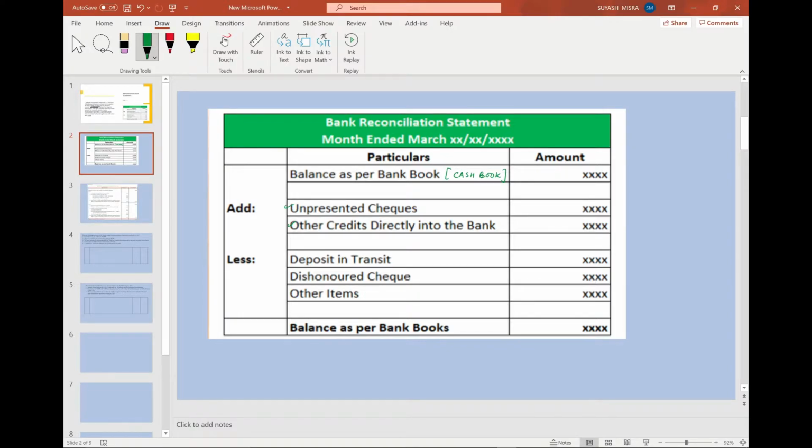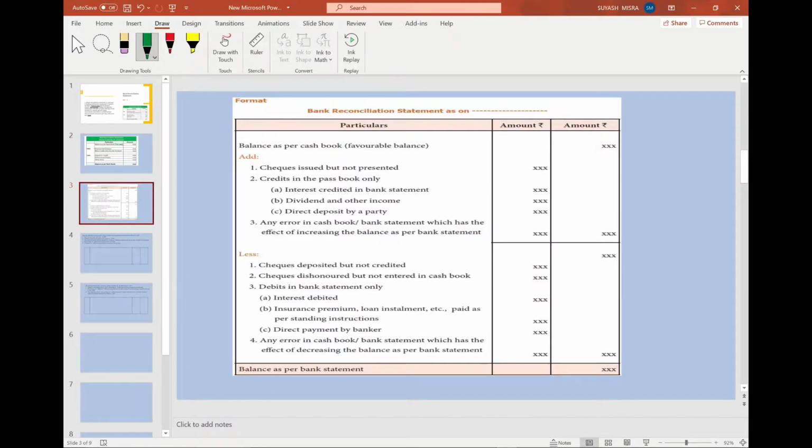Now let's go to another format. This is another format which goes in two columns. The one column shows all the additions. We would start with the cash book, then all the entries which we have to add back, and then we would take away or less all the entries which we will reduce from here. And then in the end, this bank balance as per bank statement should reconcile. If it doesn't reconcile, then we know there is still some error or some fraud which we are not able to get. So here are the two formats which I have shown you.